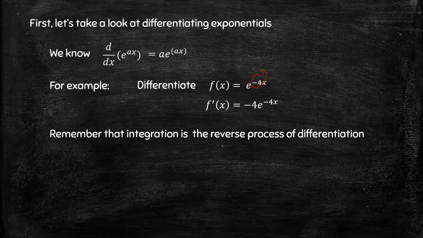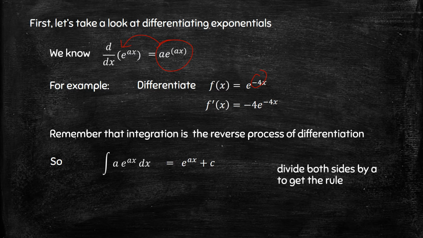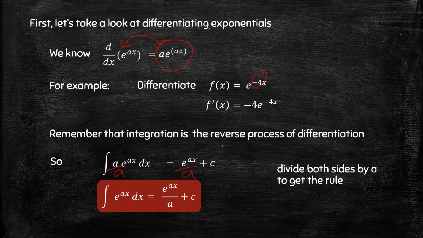So just remember that integration is just the reverse process of differentiation. So if we're looking at a e to the ax, what we're doing is taking this and working backwards. We know that it will integrate to get e to the ax plus c for our constant. So if we divide both of those sides by a, we can get the rule. If we integrate e to the ax dx, we get e to the ax over a plus c. And that's our rule for integrating exponentials. So we're going to apply it in a few examples.